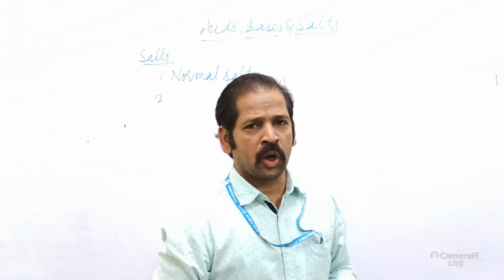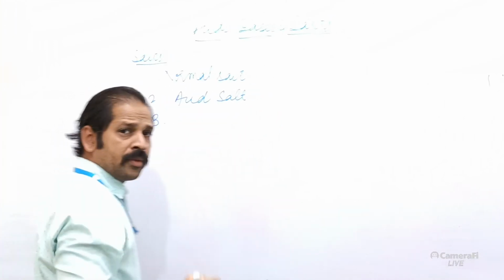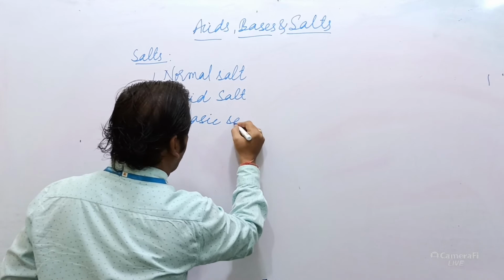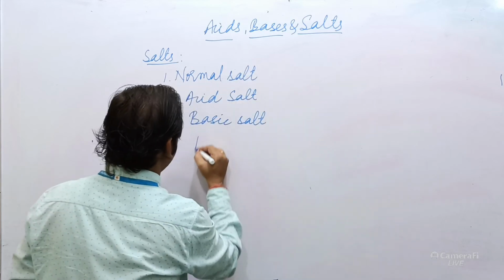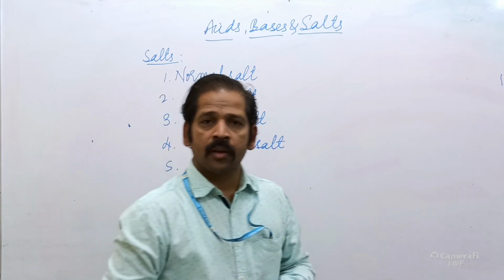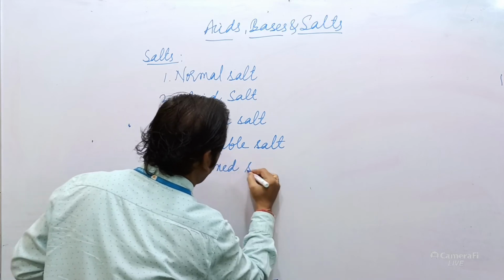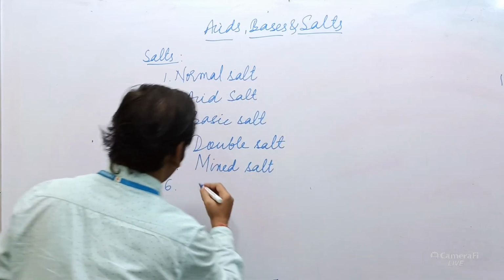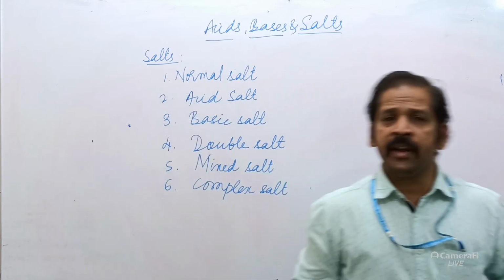Next, it is acid salt. Next one is basic salt. The fourth one is double salt. Fifth one is mixed salt. The last one is considered as complex salt. Okay, we have 6 types of salts.